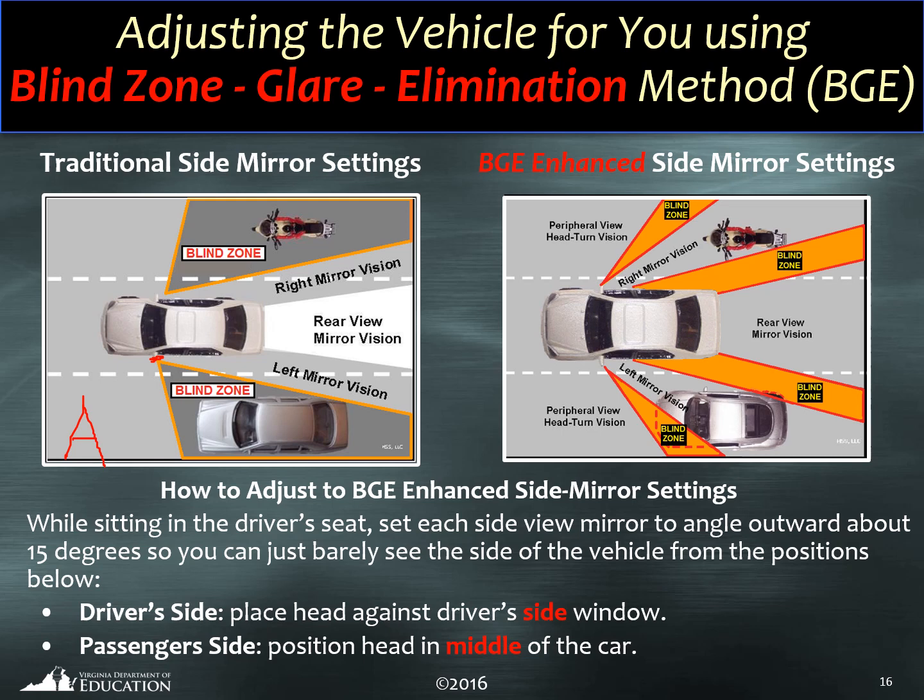Now, we're going to go over here to the right graphic, where I'm drawing the letter B, and this is going to be talking about the new, more enhanced mirror settings. This is the BGE, blind zone glare elimination. As you can see, by adjusting your mirrors to the proper distance, you can see that motorcycle, the blind zones are greatly reduced, and you can see this car right here. So again, it's very important that you adjust your mirrors when you get in the vehicle. You can always check those things.